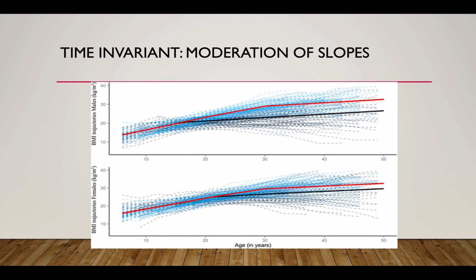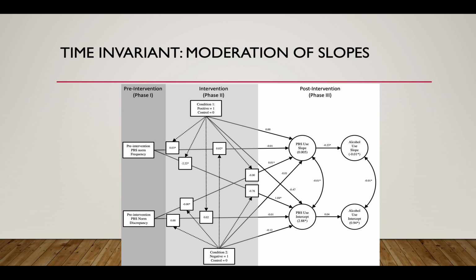So when we look at this, we can see we have these different BMI trajectories, and we have a bunch of different types of trajectories, right? And so here we see that the trajectories vary whether you are male versus whether you are female across time. And so it's just a moderation of your slope of BMI across time as a function of male versus female. This is another study that I did using time invariant moderation of slopes.